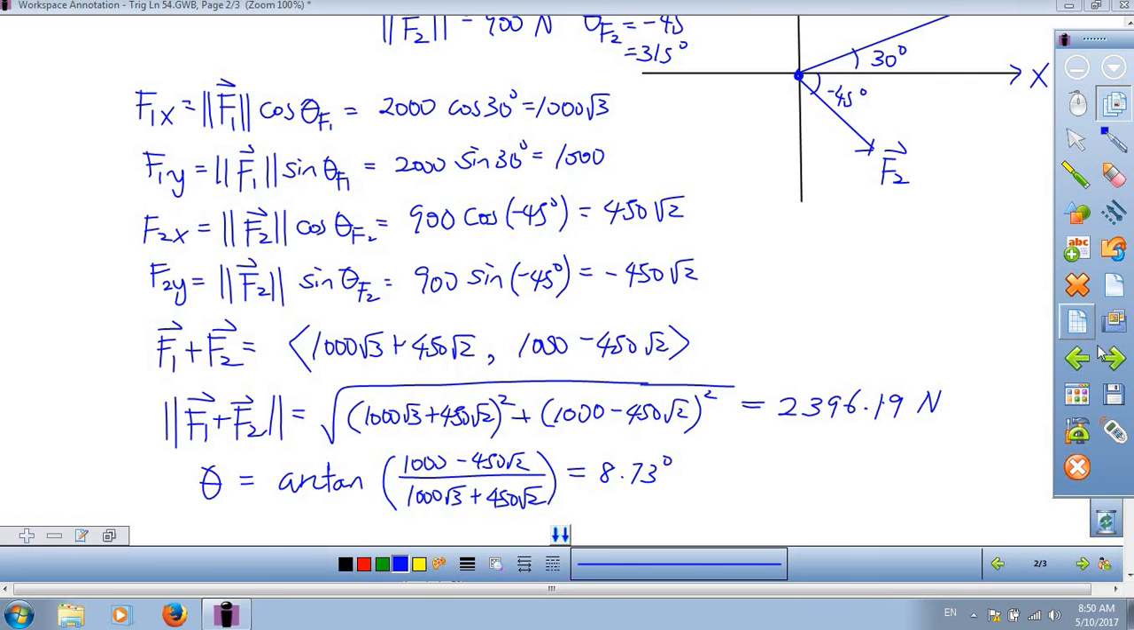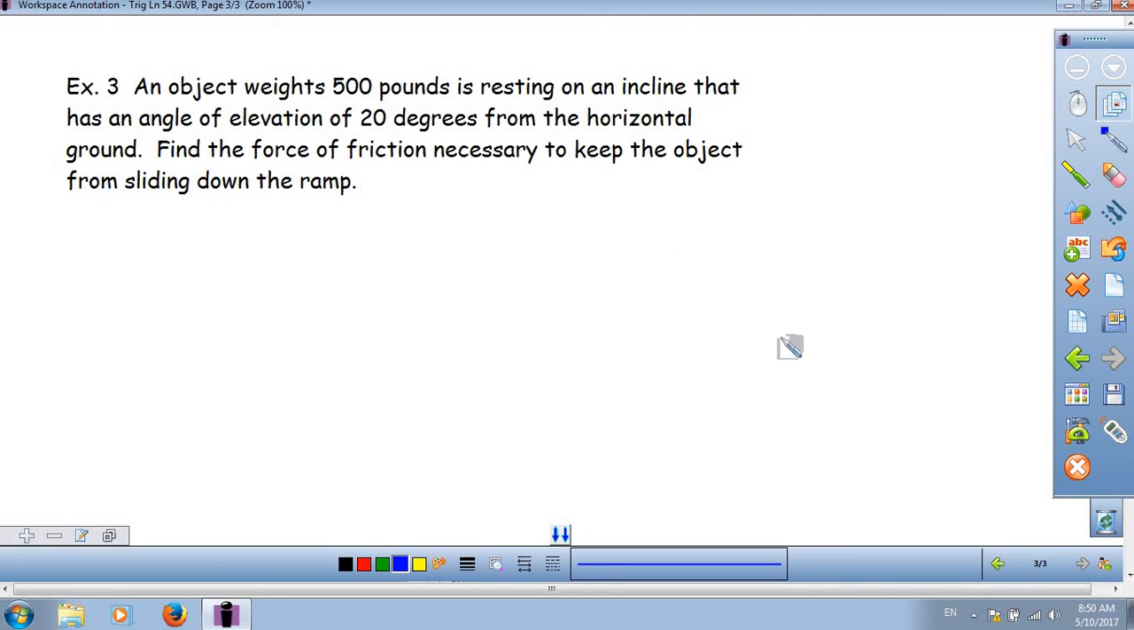Let's go ahead and take a look at one last example. This is a very important example. An object weighing 500 pounds is resting on an incline that has an angle of elevation of 20 degrees from the horizontal ground. Find the force of friction necessary to keep the object from sliding down the ramp.